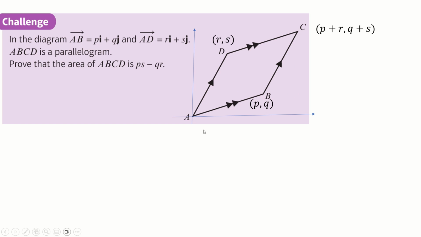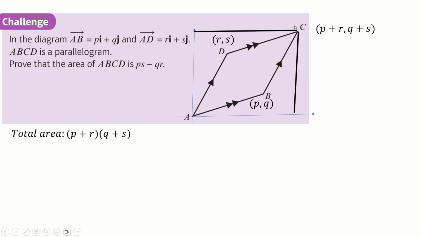And I think that's basically all I need. I can now do some stuff. If I surround the entire thing with a box like this, the area of the entire box is p plus r times q plus s, which is that. And now if I do some further lines like this, I think I can work out the area of this triangle is, well, this length here is q plus s.